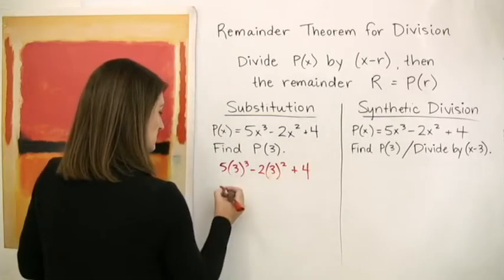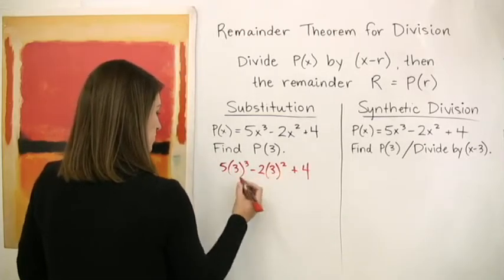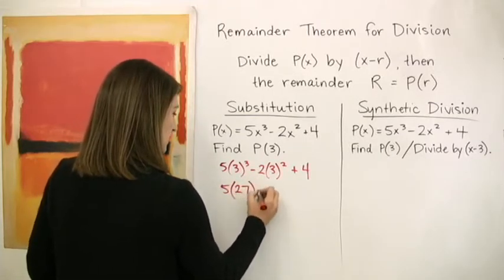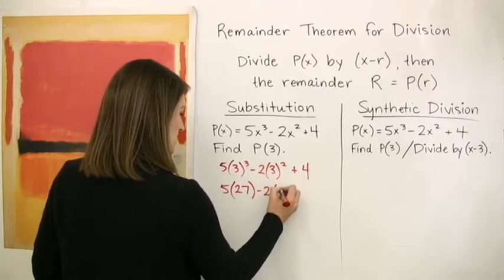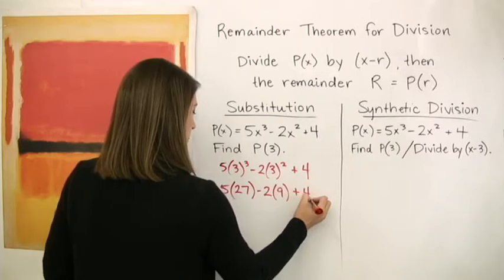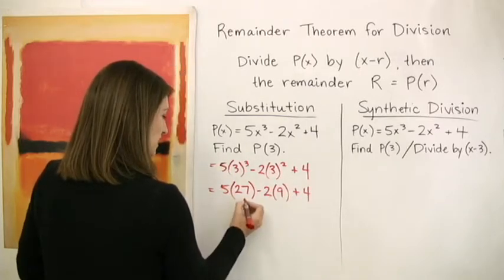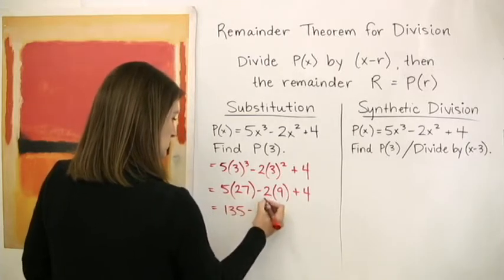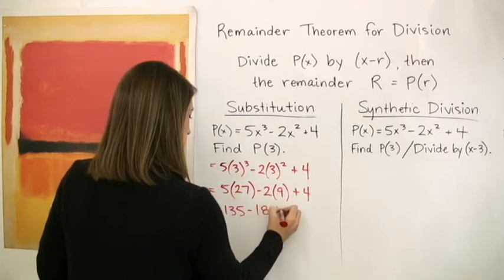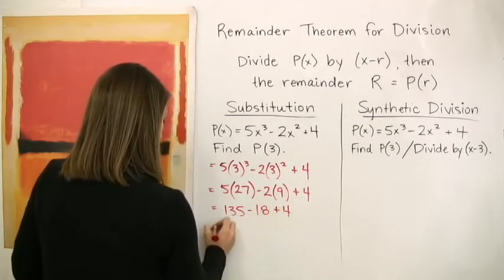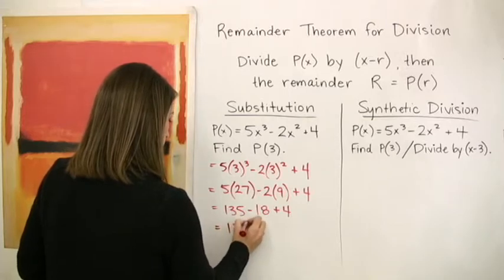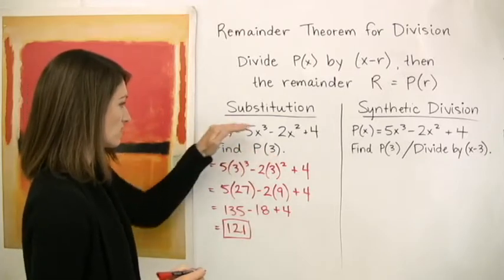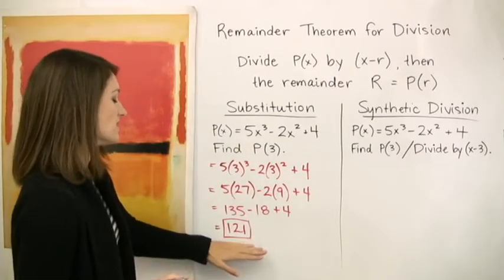Then if we solve this, let's simplify a little bit. We'll work our exponents first. So let's go 5 times 3 cubed, which is 27, minus 2 times 3 squared, which is 9, plus 4. And then we have 5 times 27, which is 135, minus 2 times 9, which is 18, plus 4. Work our subtraction and our addition, and we get 121. So our value, p of 3, for this function is 121. And this is our remainder.